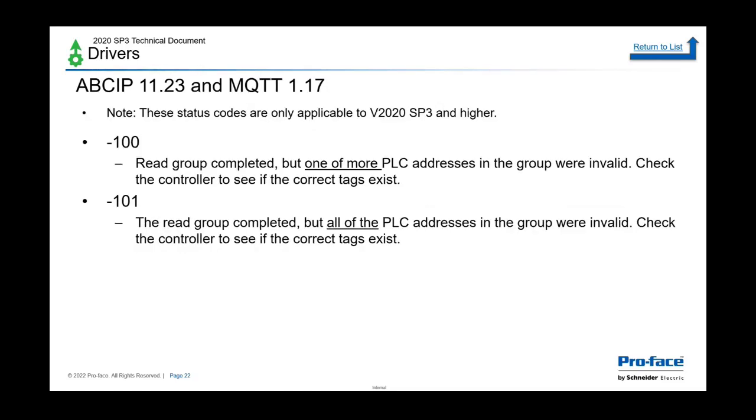Okay. Also under drivers, and this is actually jumping ahead a little bit into the MQTT driver, which we haven't talked about at all. Basically these are new status codes that you can get in the watch window, telling us when I completed the read group, but one or more addresses in the group are invalid. That's really important. And then if they're all invalid, then you get a 101 error. So that's going to be the case for both of these drivers. All right.